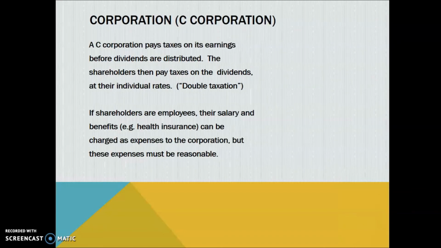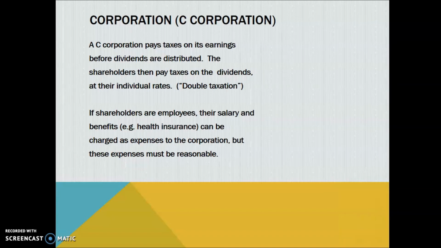And so we go to the corporation. We have two types of corporation, the first one is the C corporation. A C corporation pays taxes on its earnings before dividends are distributed. The shareholder then pays taxes on the dividends at their individual rate, which means it has double taxation. If a shareholder is an employee, their salary and benefits, for example health insurance, can be charged as expenses to the corporation.